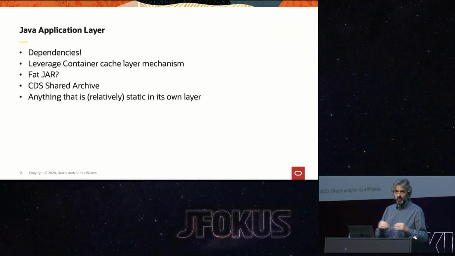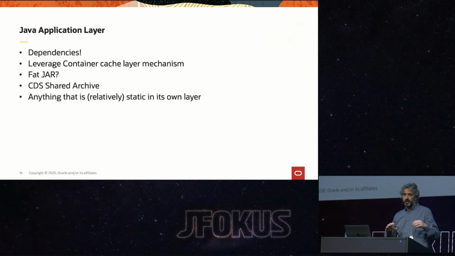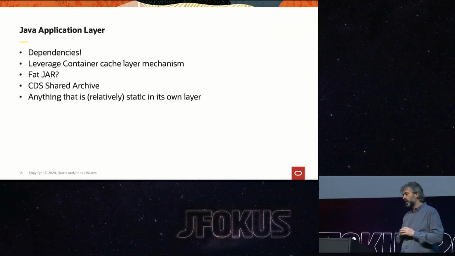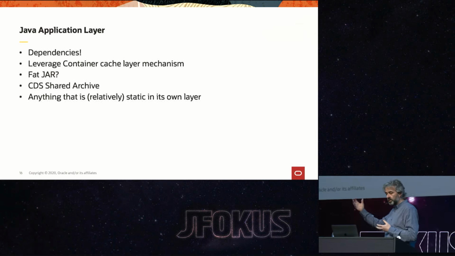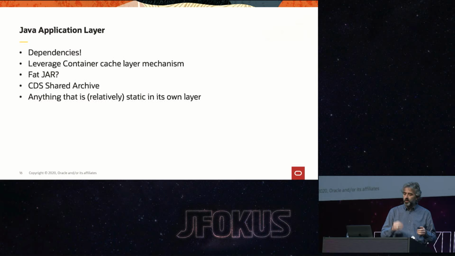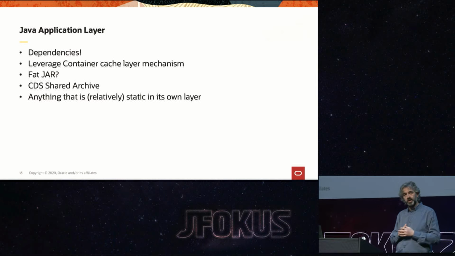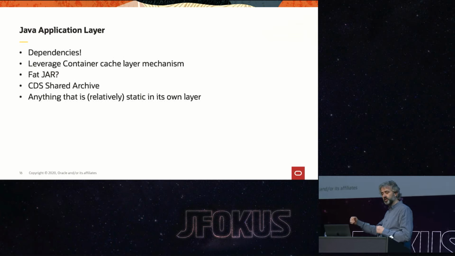Try to basically have different layers when it's possible. That way, you will leverage the cache, and only the layers that are updated change, so you don't have to pull all the layers again and again. But still, there are technologies on the Java side that can also help us, like CDS, class data sharing, that we're going to discuss a bit later on.